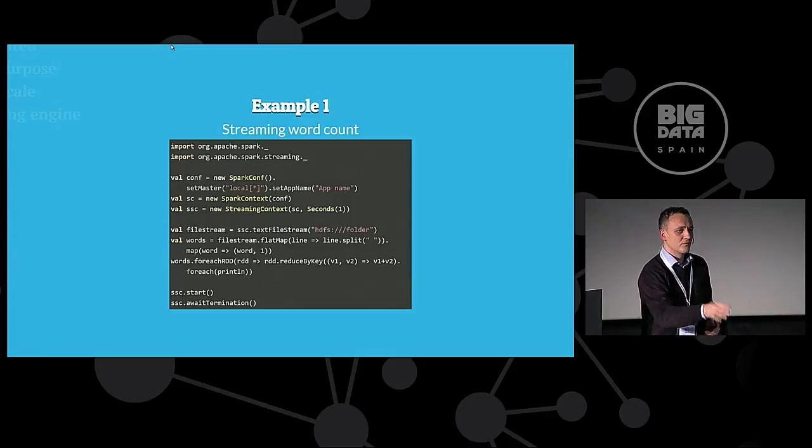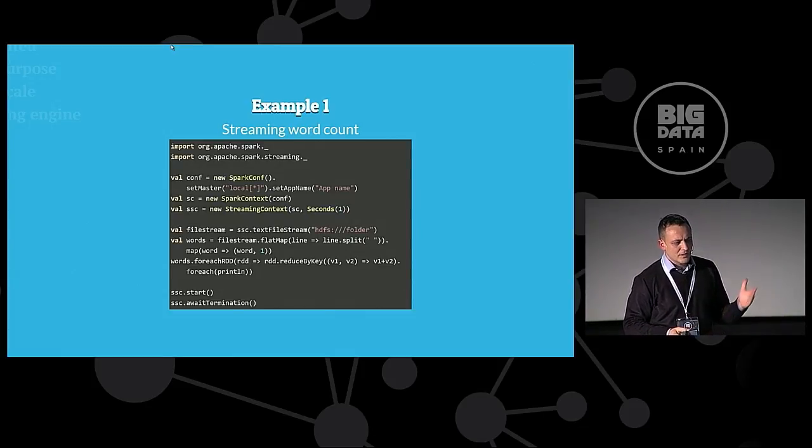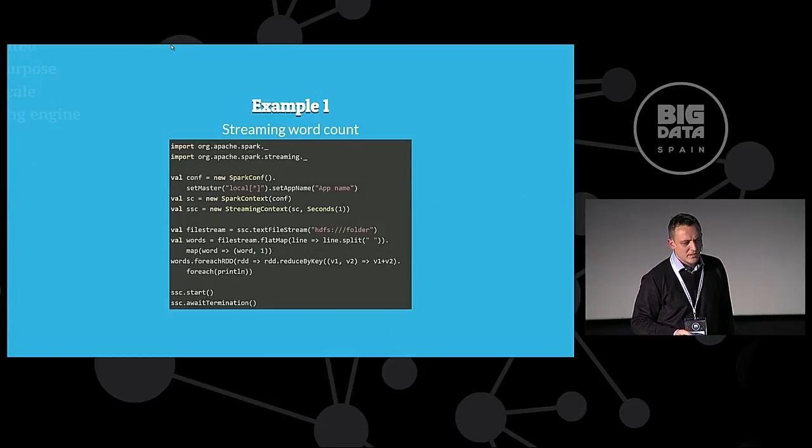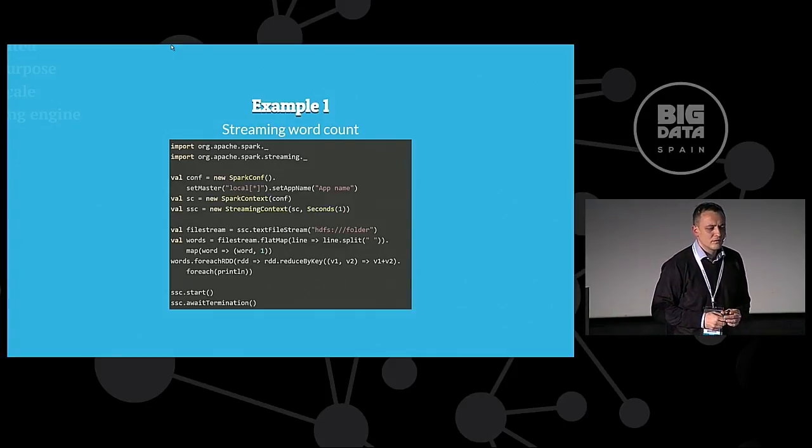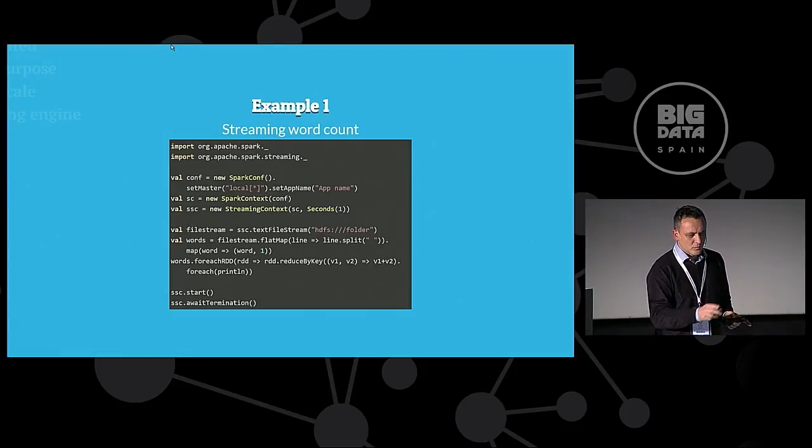So if you put new files in, it will pick them up. And then flat map is done on this file stream. Each element of the D-stream is a line from the input file, and then each line is split according to white space. Flat map creates, from each input element, zero or several new elements. For each word, split by white space, it creates a tuple where the key is the word itself and the value is just 1.